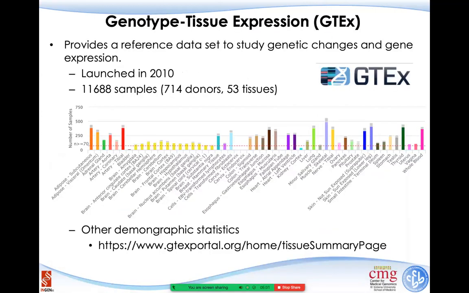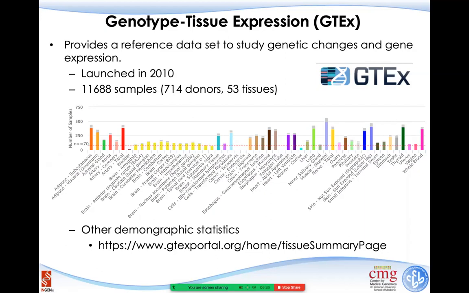The second project is also very useful: the Genotype-Tissue Expression Project, or GTEx project. The purpose of this is to provide a reference data set to study genetic changes and gene expression. If we think about studying DNA, to a certain extent it's easier because, other than special situations like cancer, our DNA is the same across all the cells in our body.